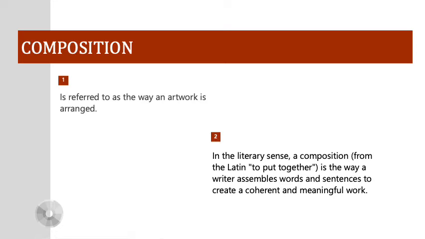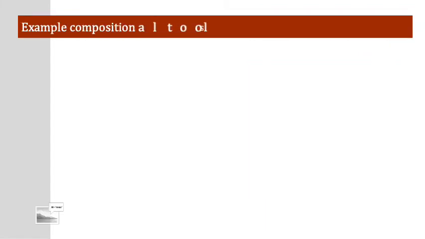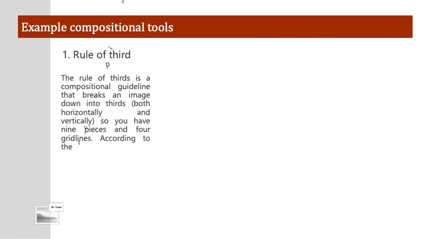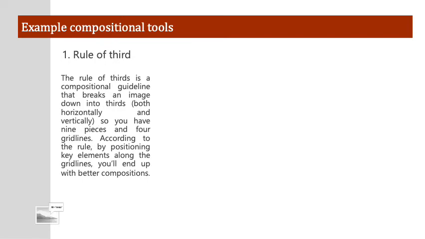So that is composition. Okay? So there are a few compositional tools that we can use. Actually, there are a lot of them, but the biggest one that we will talk about in this lesson is the rule of thirds. The rule of thirds is defined as a compositional guideline that breaks an image down into thirds, both horizontally and vertically. So you have 9 pieces and 4 grid lines according to the rule. By positioning key elements along the grid lines, you'll end up with better composition.